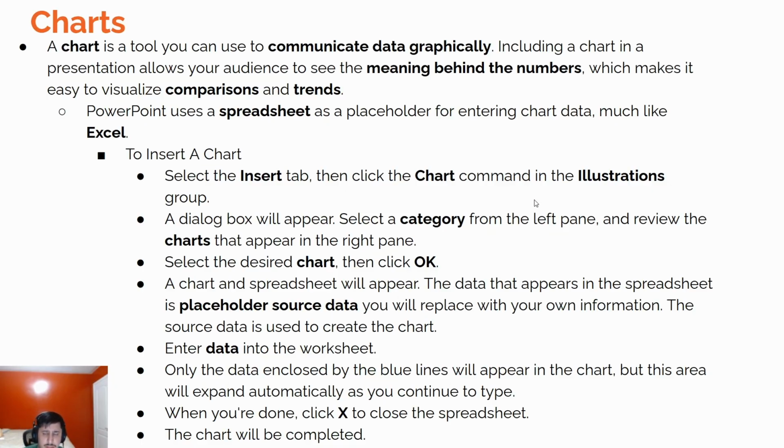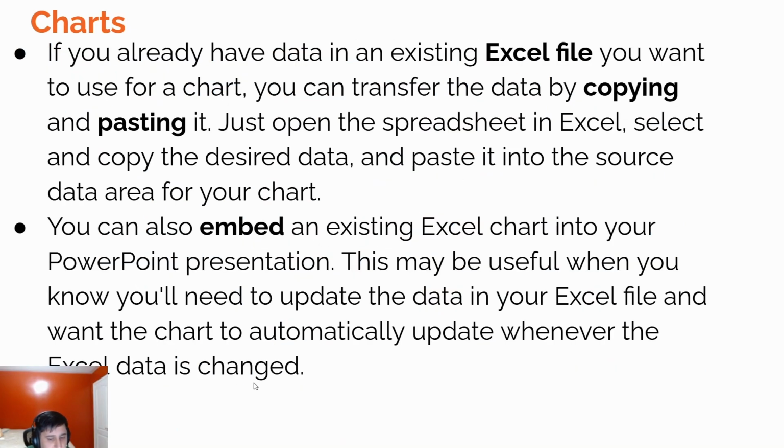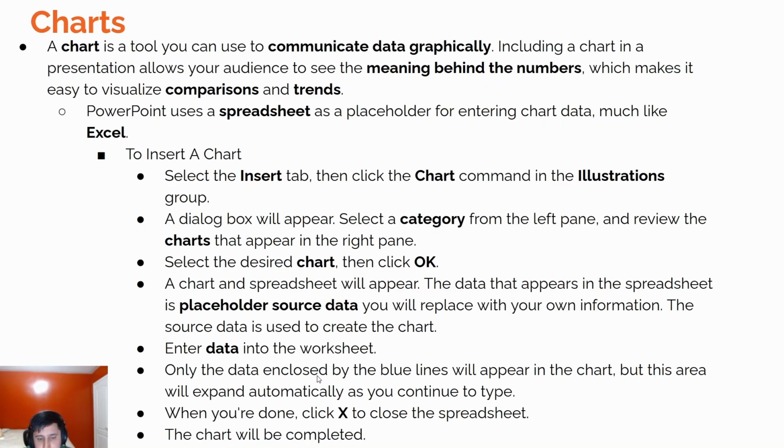A dialog box will appear, so we select a category from the left pane and review the charts that appear, right? And then we select the desired chart. A chart and spreadsheet will appear, and the data that appears in the spreadsheet is placeholder source data. We'll replace it with our own information, and the source data is used to create the chart. Right, and then we can enter our data into the Excel worksheet, and any data that's included by the blue lines will appear in the chart.